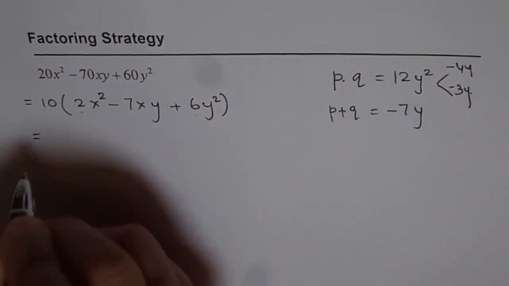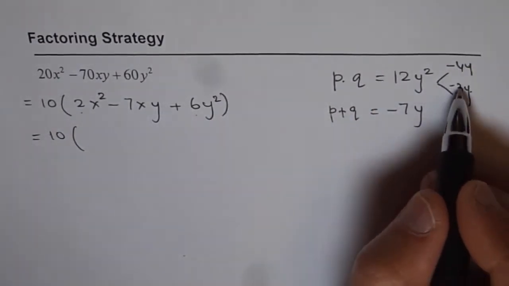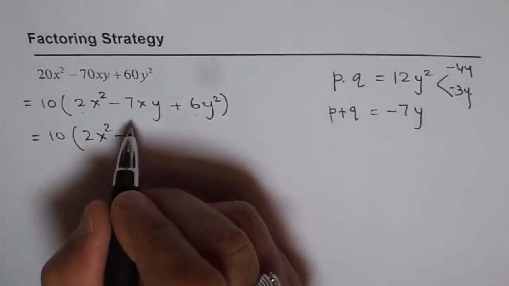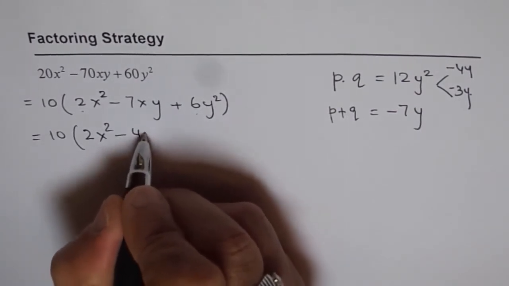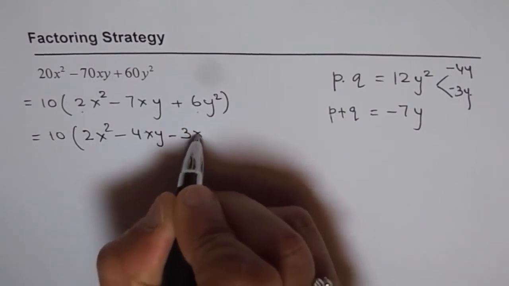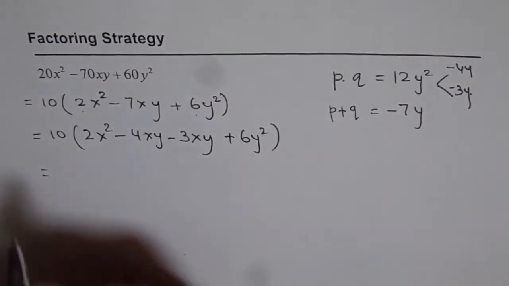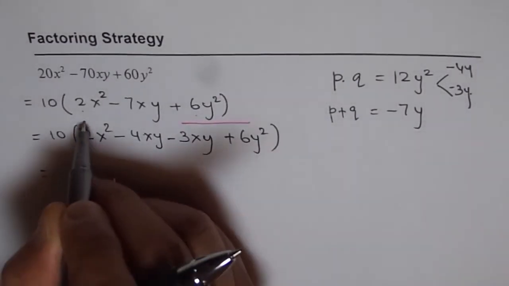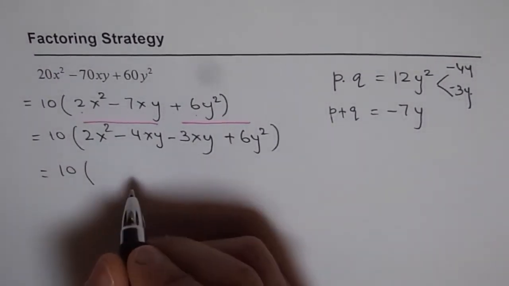Now in the next step, you can write minus 7xy as the sum of these two, right? So we'll do that. Instead of writing minus 7xy, write it as minus 4xy and minus 3xy. So minus 4xy minus 3xy plus 6y squared. Now you can do group factoring, correct? So treat groups. There are 4 terms now. Treat the first two and the next two as a group and factor whatever is common between them.